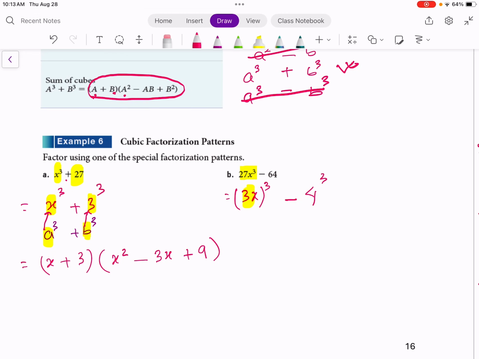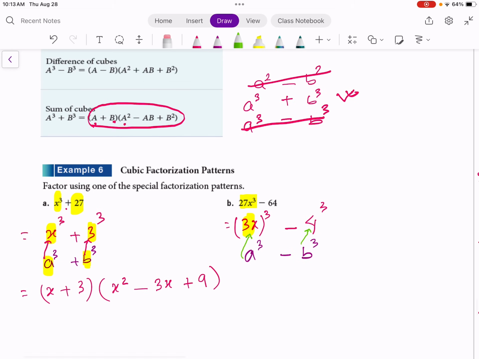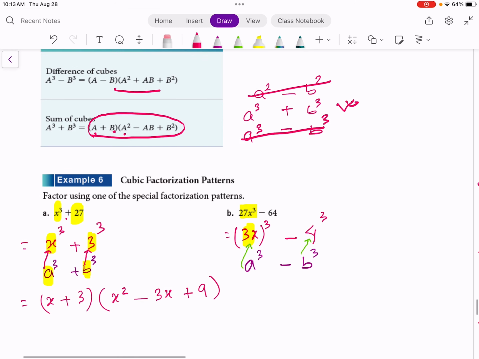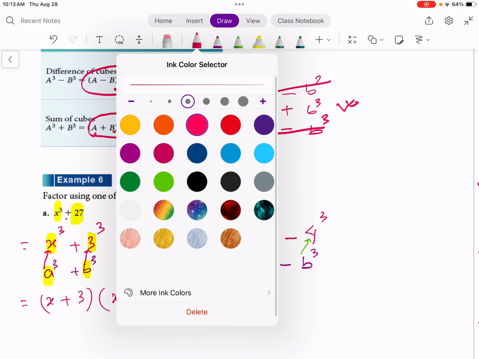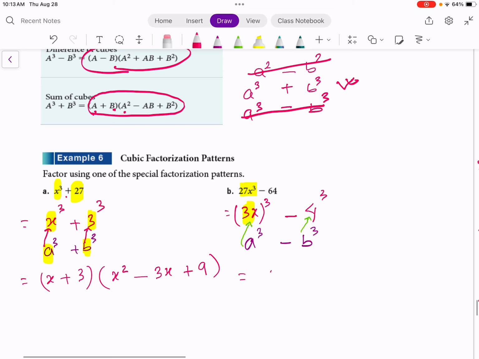Now you compare this with a cube minus b cube. From this comparison, what do you have for a? So what is your a? 3x, whatever you have in this parenthesis. So a is 3x, and what is our b? 4. Now you substitute a equals 3x and b equals 4 in this formula. So we have a minus b. Our a is 3x minus b, b is 4, times a squared.